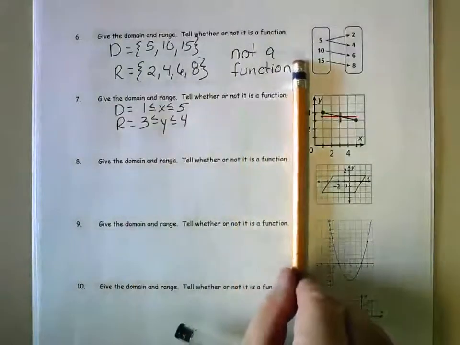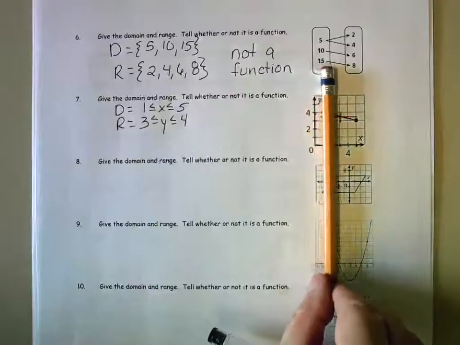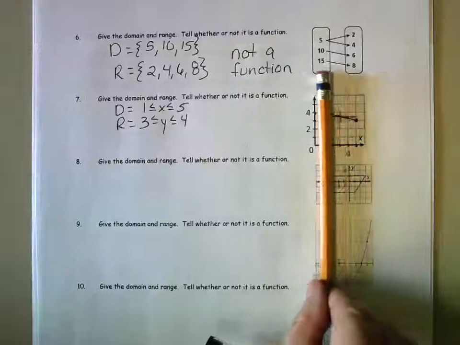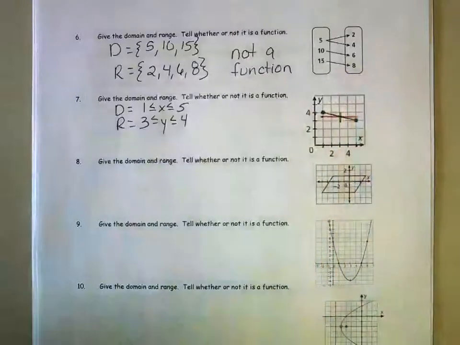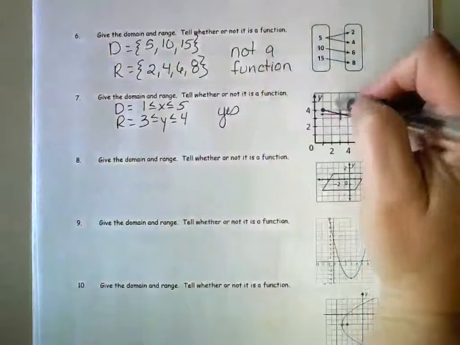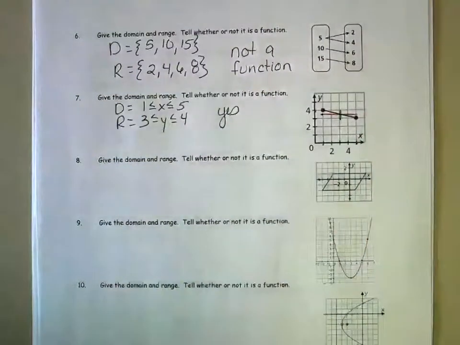If we take a vertical line and I pass it across here, it only touches the graph in one place the entire time. So that means it is a function, because if you draw that vertical line, it only touches the line once.